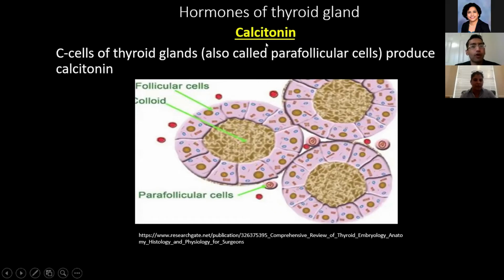The way parathyroid hormone helps increase the calcium in the blood, the calcitonin helps decrease the calcium in the blood. And where is this found? Now remember, calcitonin is not found in the parathyroid. It is found in thyroid glands. So these are the follicles, and these follicles within the gland, you'll find this. These are the colloids where the thyroid hormones are. And between the follicles, these glands are called follicles. Between the follicles, you'll find these cells. These are the parafollicular cells, so the C cells producing calcitonin. And I'll talk about that real quick.